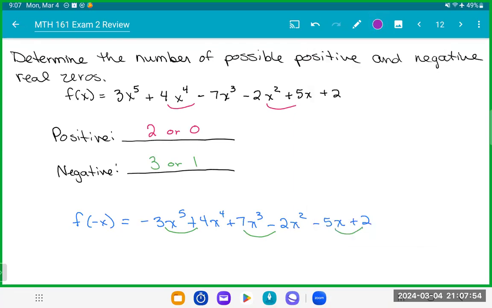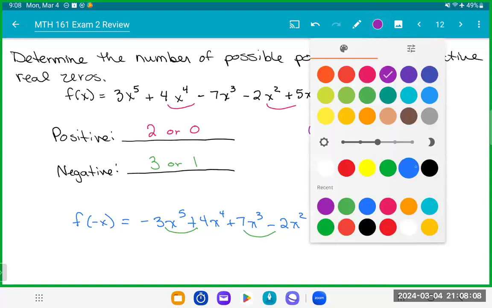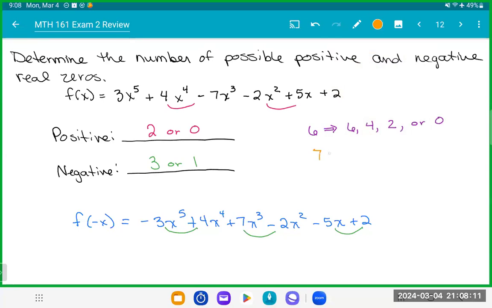Another example of this would be if I had come up with 6 sign changes, right? So I would say that 6, 4, 2, or 0. If I had come up with 7 sign changes, then that would be 7, 5, 3, or 1. So you have to do that. You can't just say 3. If you don't go 3 or 1, then you'll lose a little bit of points because you missed some of the potential negative. Any questions?